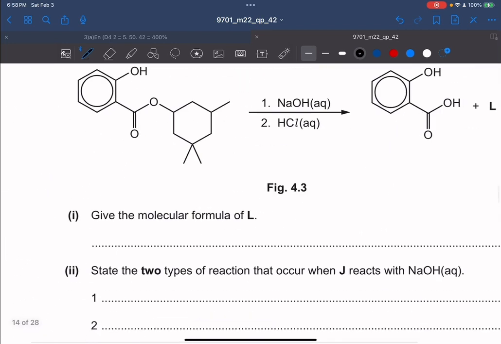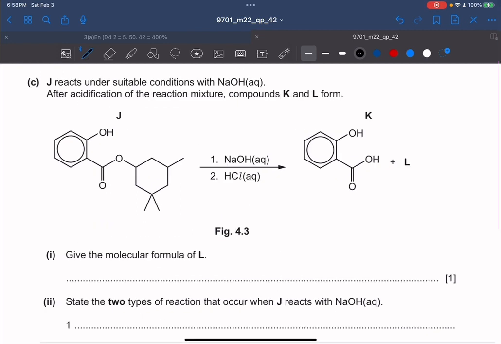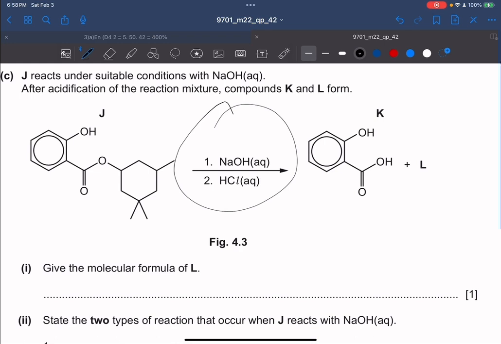Okay, so we're going to move on to the next. J reacts under suitable conditions with NaOH after acidification. Compounds K and L form. Give the molecular formula of L. So this is actually just hydrolysis.